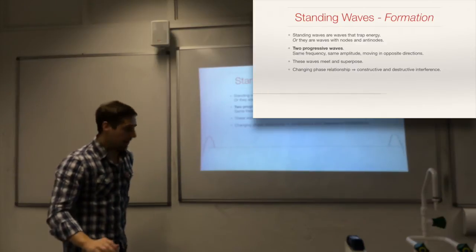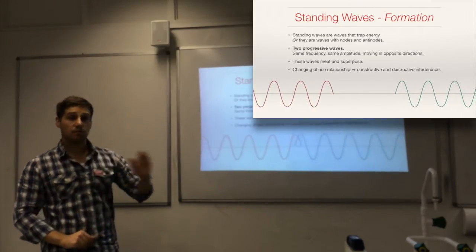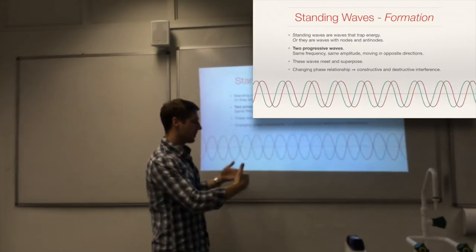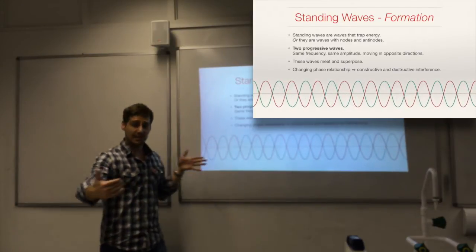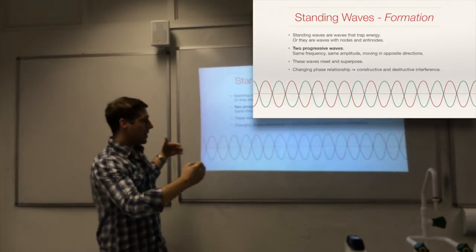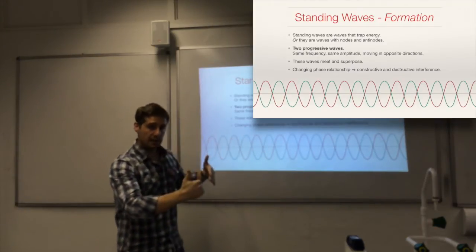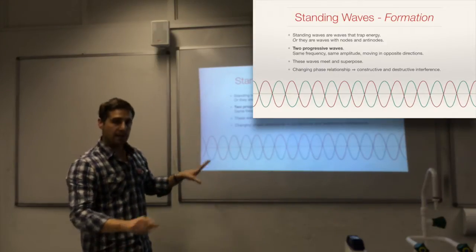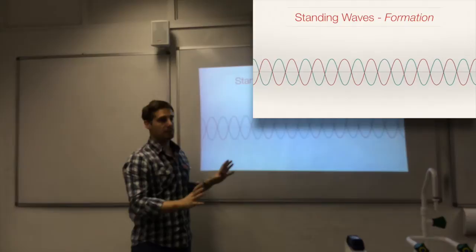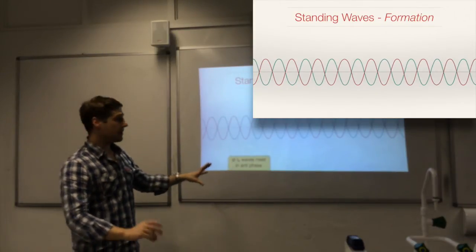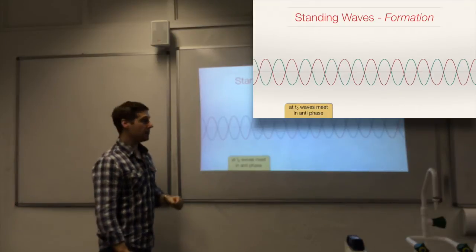Okay, let's take our two progressive waves. I have a red wave and a green wave. They're identical, same frequency and amplitude, moving in opposite directions. And you can see as they were moving past each other, they were going from being in phase to in anti-phase, back to being in phase again. So let's take this snapshot as our T0. So at T0, our waves are meeting in anti-phase.